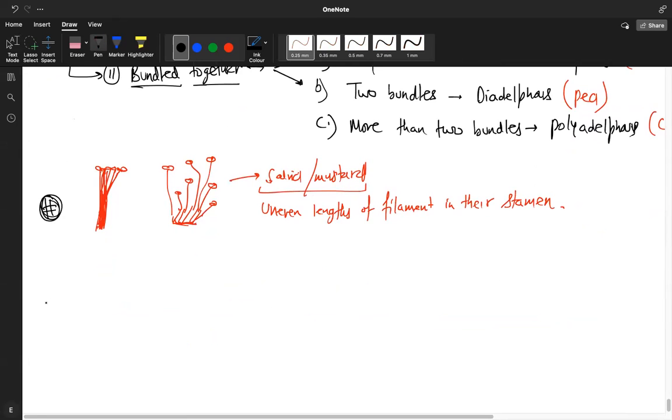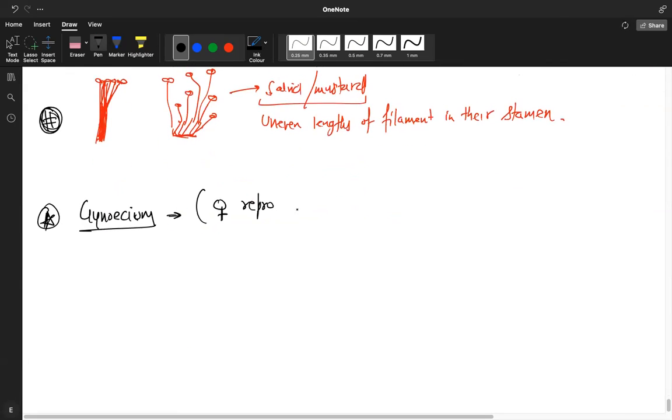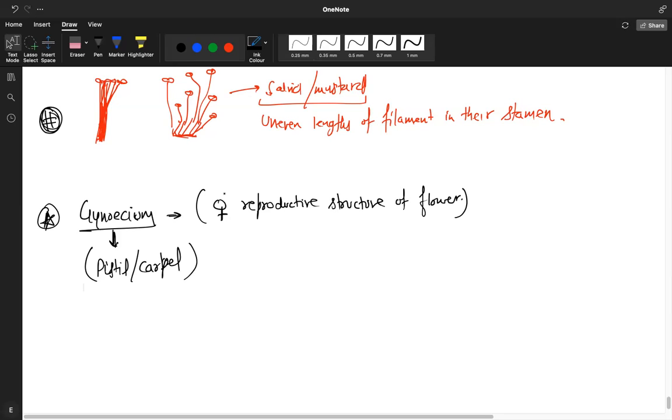Okay, so let's go to Gynoecium. So what is Gynoecium? Just like the male symbol, this is the symbol for female. So it's the female reproductive structure of the flower, the plant. And what is it made up of? What is Gynoecium also known as? Pistil, right? Or a carpel. These two words are used for Gynoecium. Is it clear? A pistil or a carpel.